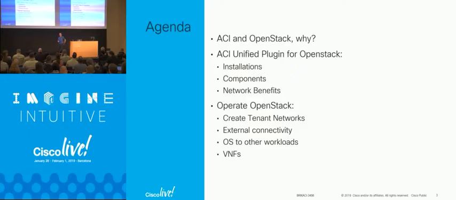After that, we're going to have a deep dive into operational items with OpenStack and the ACI plugin. We're going to see how you do basic things like creating tenants, but also other things like external connectivity, adding other workloads to an OpenStack environment like virtual machines, bare metal, and so on. And we're also going to have a view at the VNF integration, what we call the Neutron SVI function that we have with the OpenStack plugin in ACI.